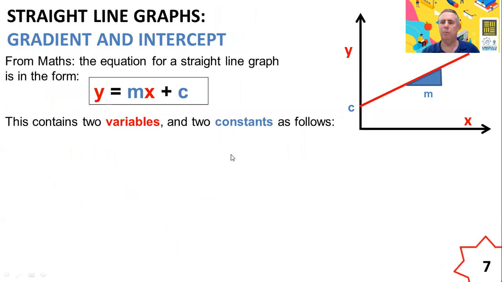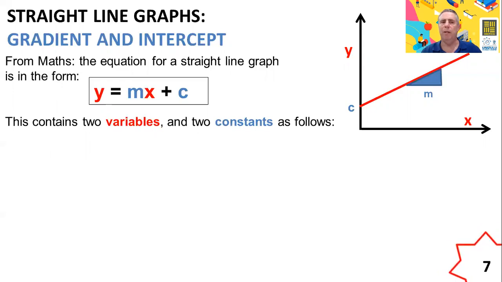Let's turn over to page 7. And let's look at some theory on straight line graphs. Now, this is theory that you should have covered a few years ago in mathematics, but it is very important. So let's assume that we don't all understand straight line graphs perfectly, and let's recap this.